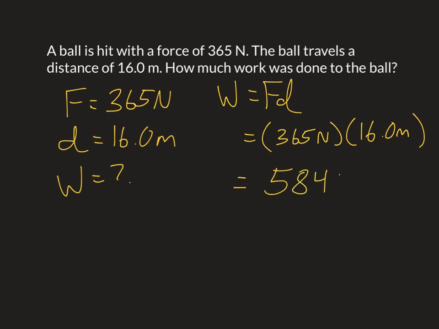5,840 joules. That would be my final answer, but I have to check significant digits. I end up with 4 significant digits here. Both of my original numbers had 3 digits, so I need to round this to have 3 digits. In order to do that, I need to use scientific notation. So I'm going to change my answer to 5.84 times 10 to the power of 3 joules. All right, done. No directions needed.